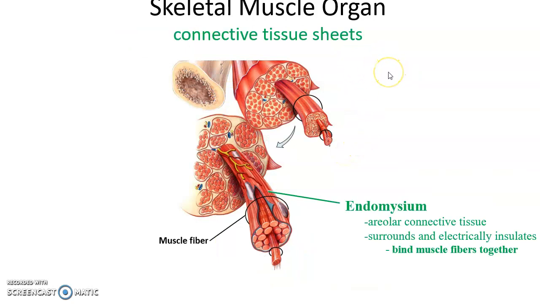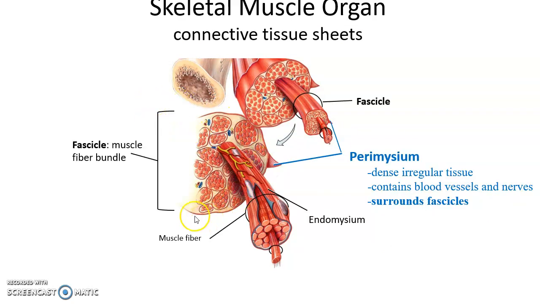There's also connective tissue associated with the muscle organ. There's a sheet of areolar connective tissue that wraps around every muscle fiber. So every single skeletal muscle cell has a layer of areolar connective tissue wrapped around it. That is called the endomysium. And the endomysium is important because it helps to electrically insulate the muscle fibers and bind the muscle fibers together. So they're held together and insulated so that if one of them is carrying a charge, it doesn't affect a neighboring muscle cell.